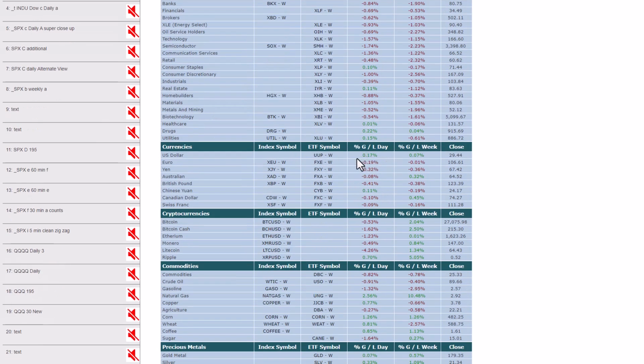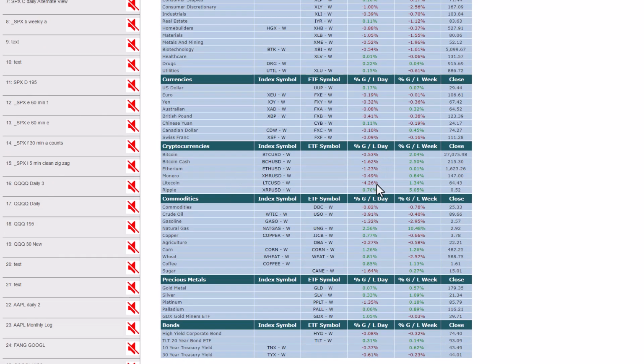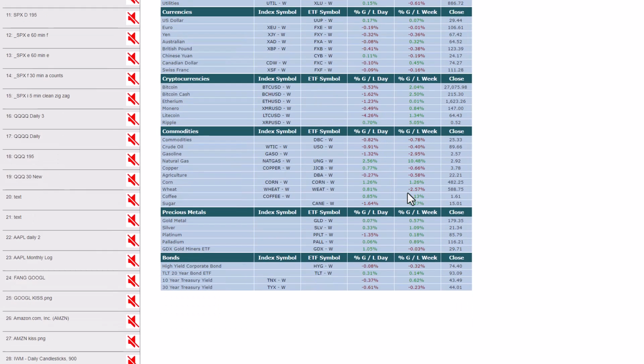Currency-wise, the U.S. dollar had a nice rally after that FOMC. The market didn't like that, and the 10-year remains very strong. Cryptocurrencies were weak today, though they're still up for the week. Commodities, mostly to the downside. The index is down 0.8%. Crude oil down 0.9%. That has the biggest effect on the DBC ETF, quite honestly.